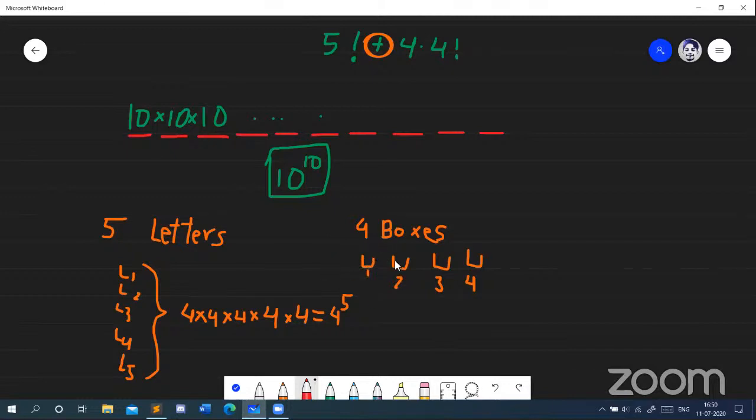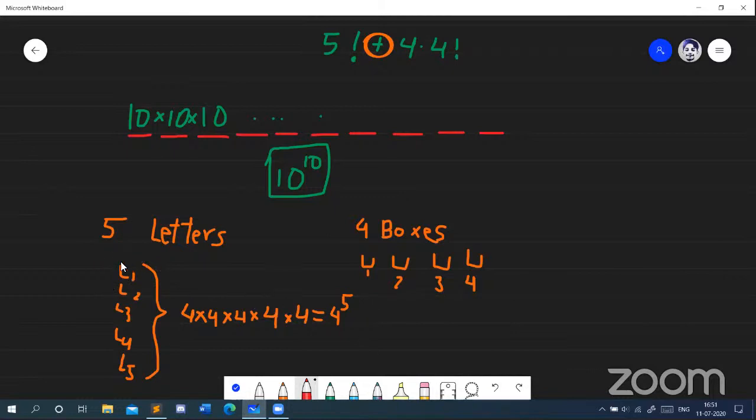then the event of filling this box and the event of filling this box is not really independent. If I put all 5 letters into box 1, then I cannot put anything in box 2. So the number of ways in which I can fill box 2 depends on the number of ways in which I can fill box 1 and what I fill in box 1, right? And therefore the answer is 4 to the 5 and not 5 to the 4, right?